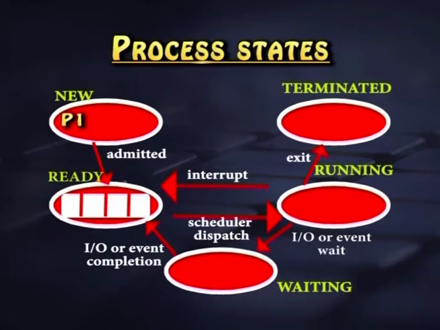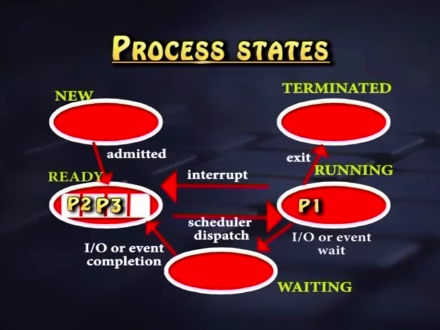Initially, a process P1 enters from new state to ready state and goes to running state as CPU is free. In the meantime, P2 enters ready state from new state. The time slice of P1 expires and it comes back to ready state. P2 goes to running state. Again, a new process P3 enters in ready state. The time slice of P2 expires and it comes back to ready state, and P1 goes to running state.